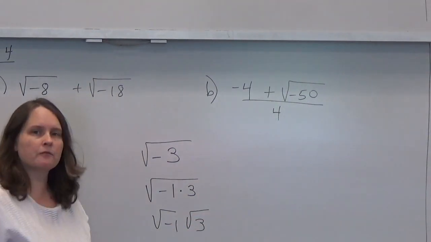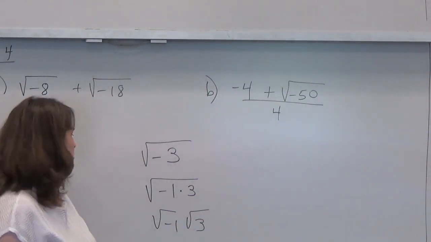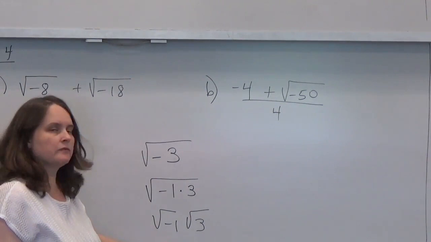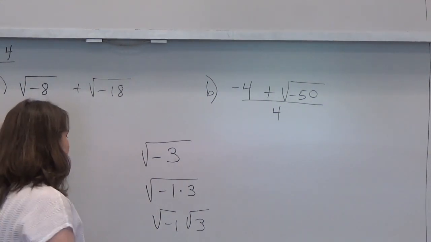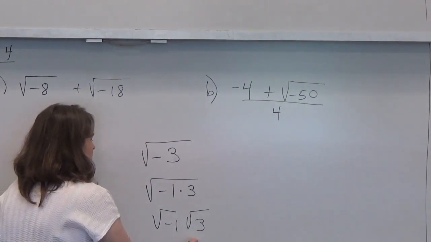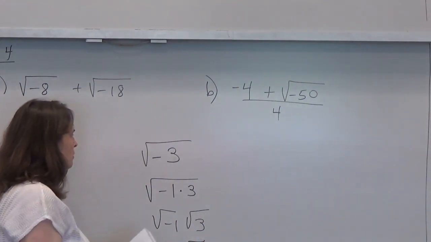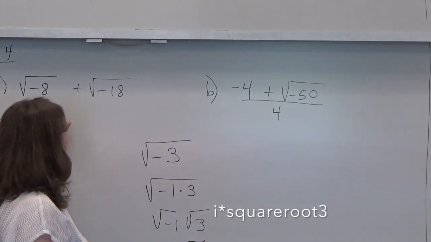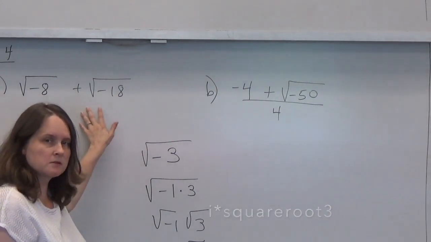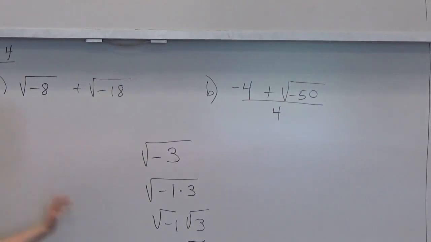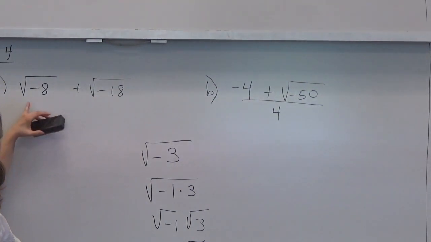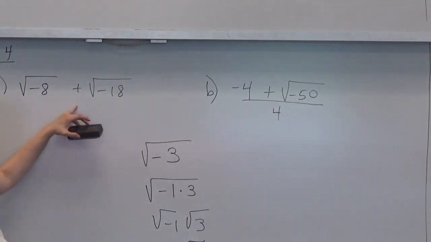That's using a property from an earlier video lecture. Once we have the square root of negative 1, we can go ahead and make the substitution where this is going to be i. So we get i times the square root of 3. So this allows us to go a little bit further with these types of problems. Let's take a look at example 4, part A. So square root negative 8 plus square root negative 18.